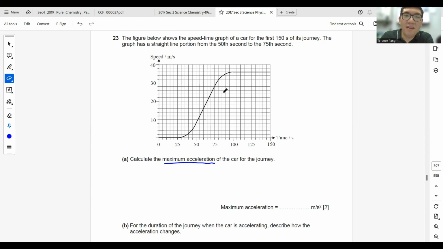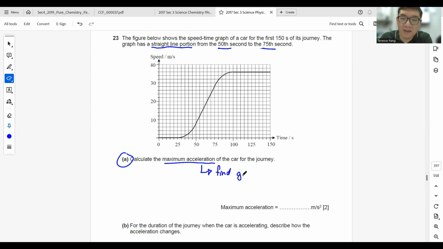Okay, underline the words "straight line portion from the 50th to the 75th." I'm going to give you guys a few options. The question asks for maximum acceleration. Now, in terms of a speed time graph, how can you find it out from the graph? We take it as the gradient.